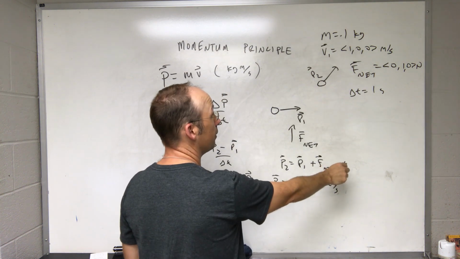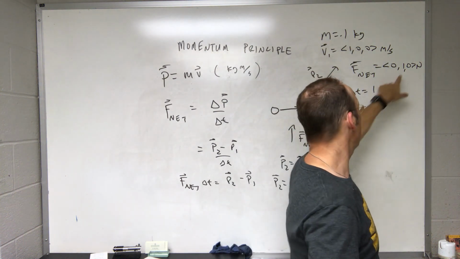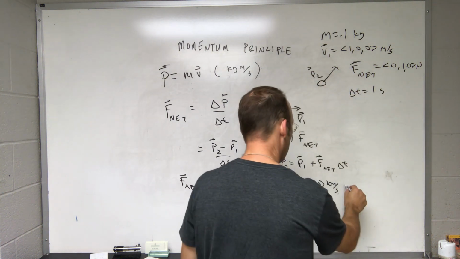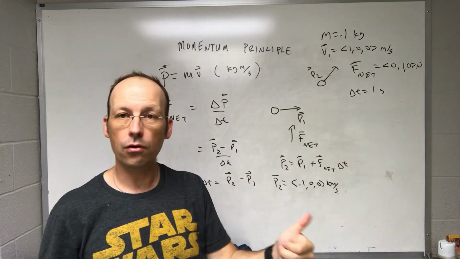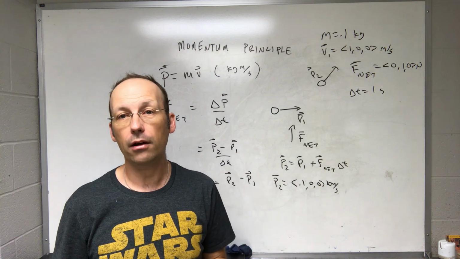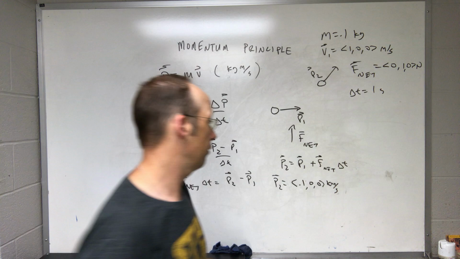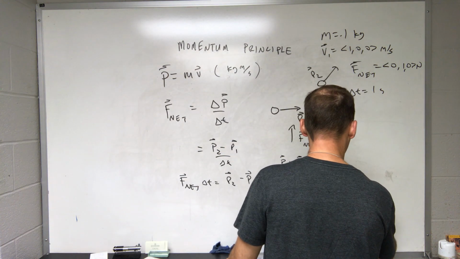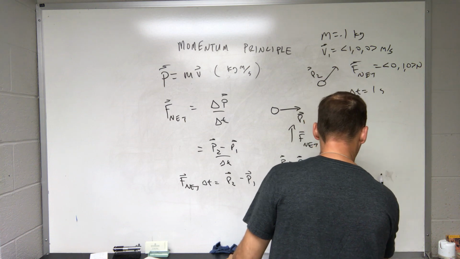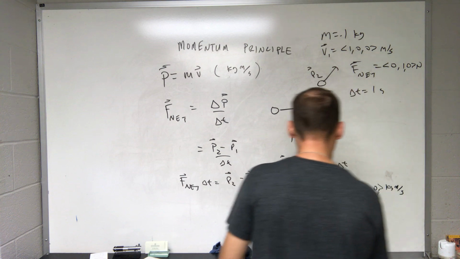And then F net times dt is going to be 1 times 0, 1 times 1, 1 times 0. But you'll notice here I get Newton seconds. And a Newton is a kilogram meter per second squared, so Newton seconds is a kilogram meter per second. Same units. So I get plus the vector 0, 1, 0 kilogram meters per second. Now I can add these two.